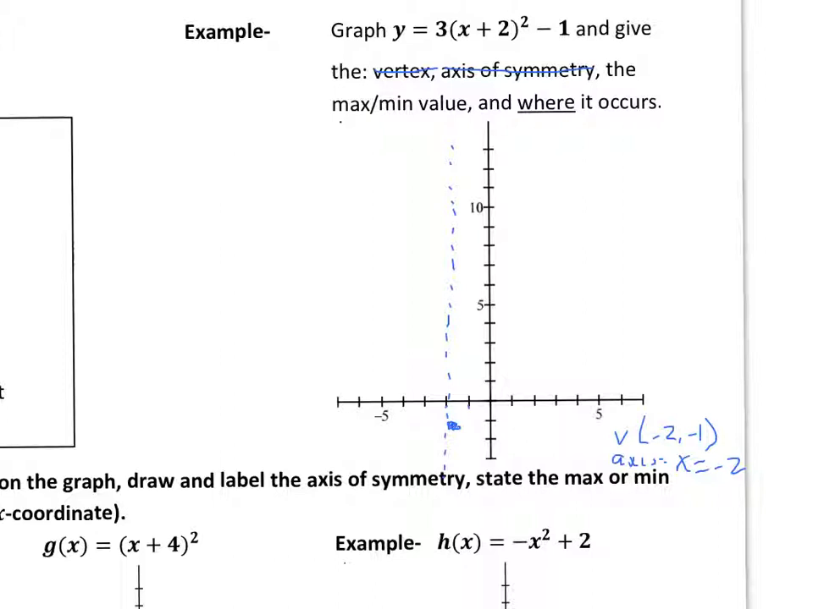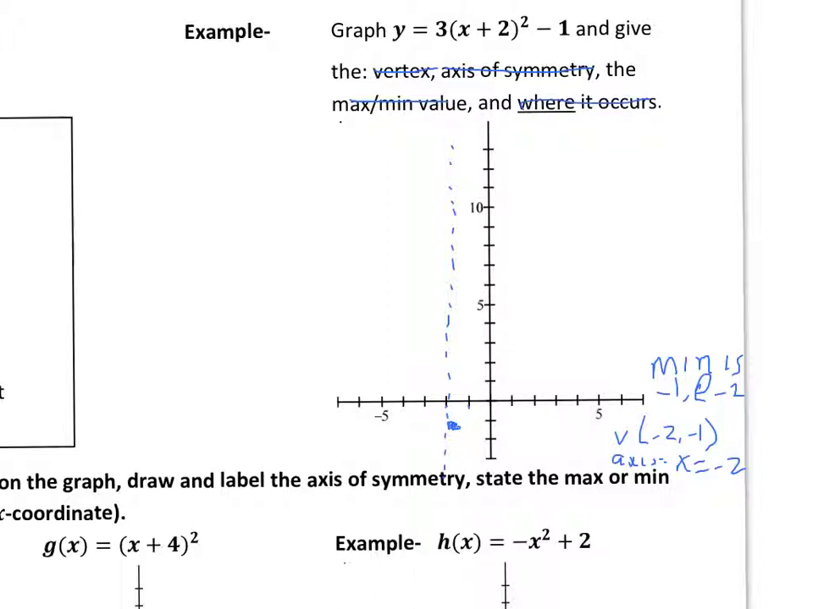Now the max or the min. Is this a max or a min? It's a min. And what is our min? Our min is -1, and it occurs at -2. So when it talks about max or min, it's talking about the y value. Our minimum's -1, and it occurs at our x value, at -2, okay? All right, so we've done all that.